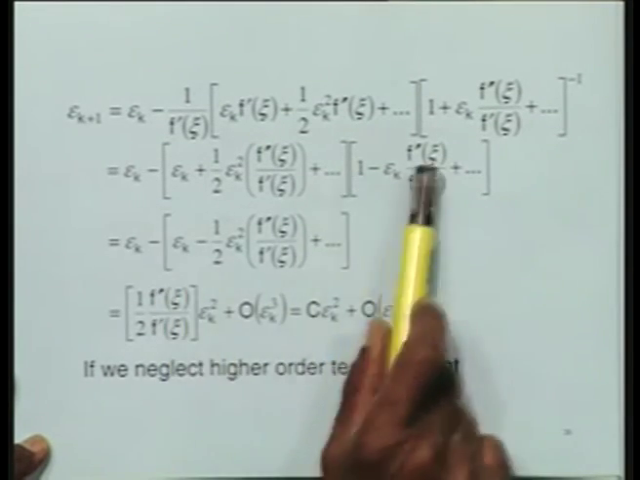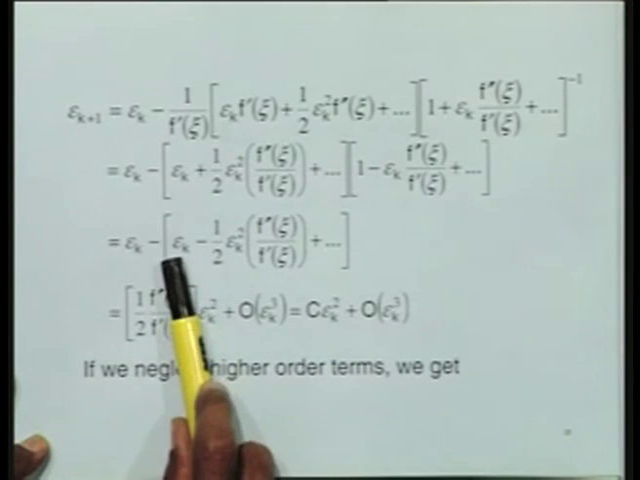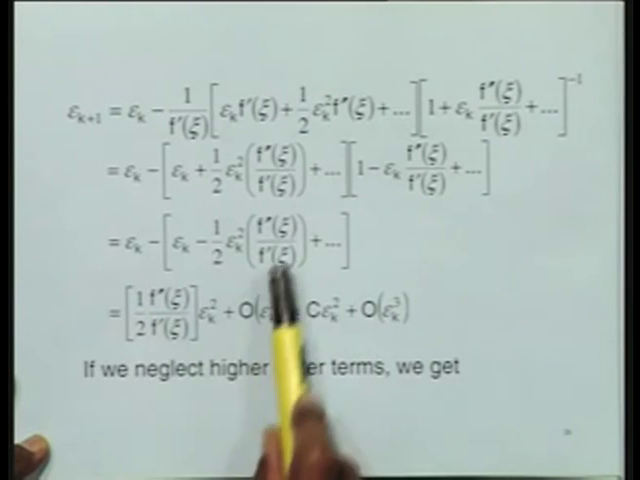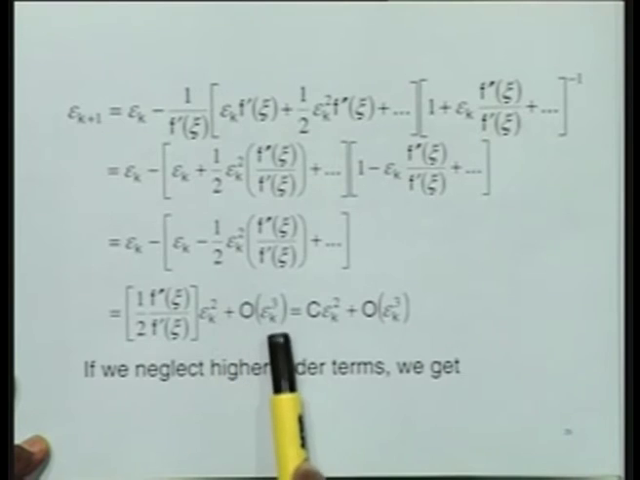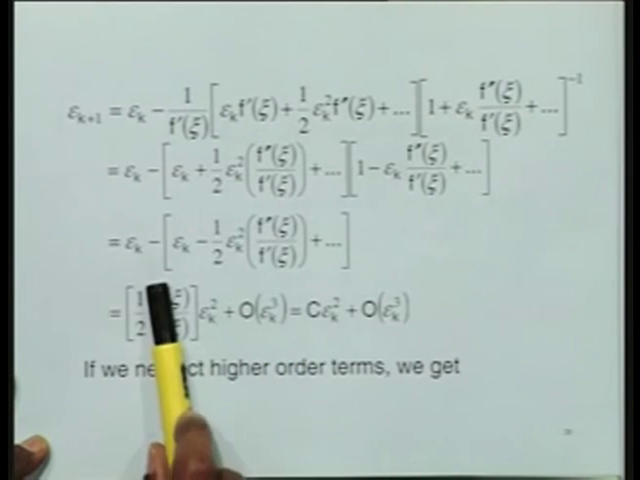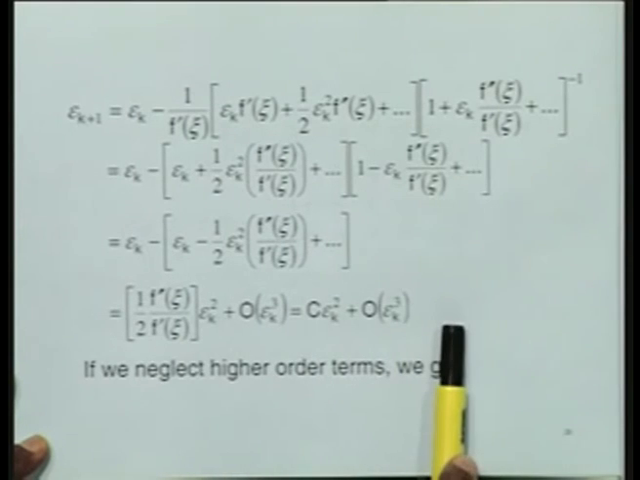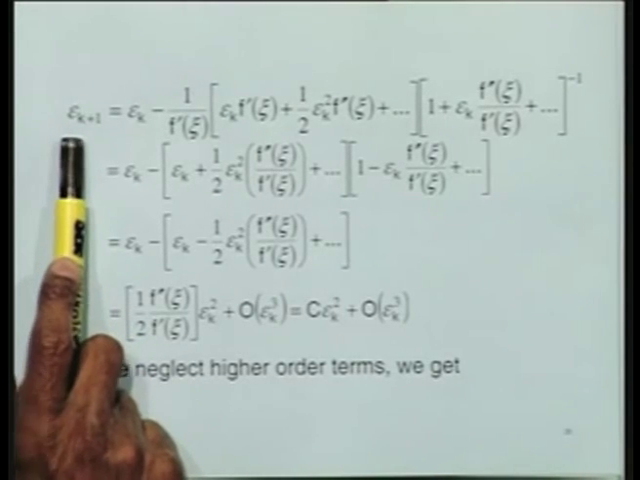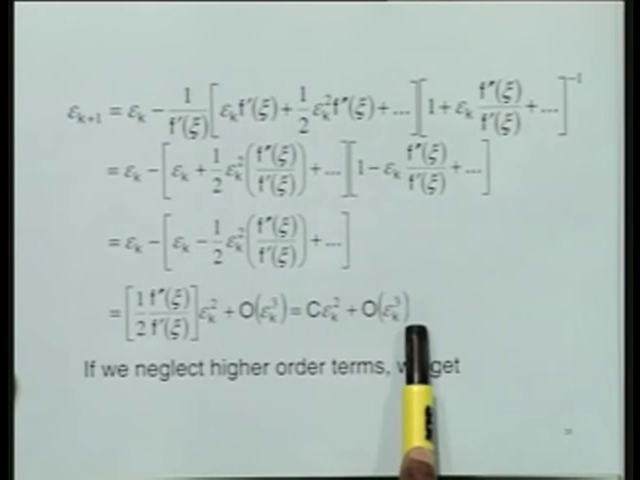Now once you multiply the whole thing, I can simplify the whole right hand side. Epsilon k cancels and I am left with half f double dash xi by f dash xi epsilon k square. The other terms I will write as order of epsilon k cubed. Calling this c, we have c epsilon k square plus order of epsilon k cubed. Therefore I am able to derive that the error at the step xk plus 1 is equal to c into epsilon k square plus order of epsilon k cubed.